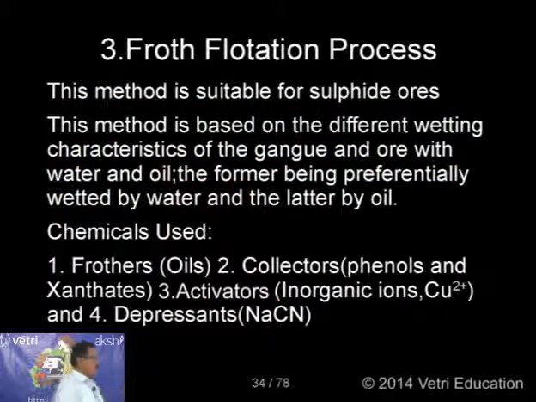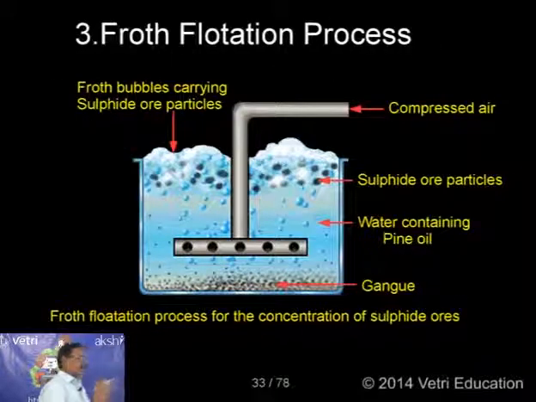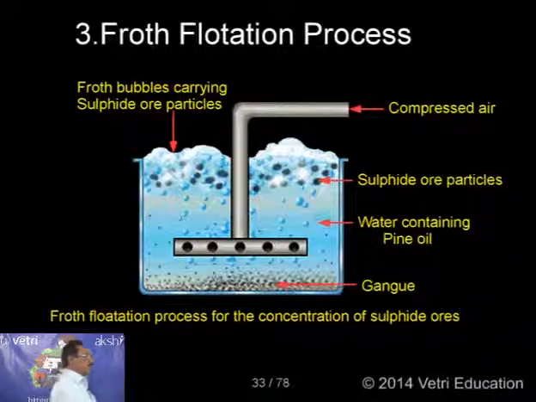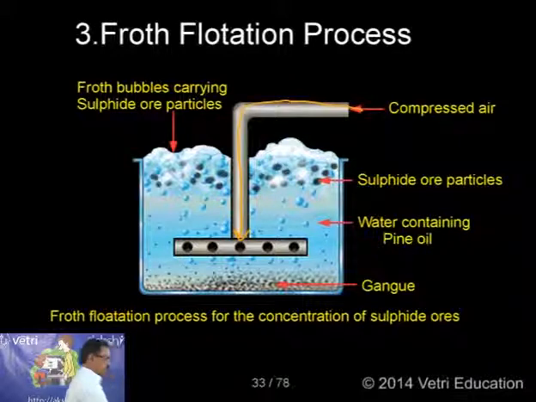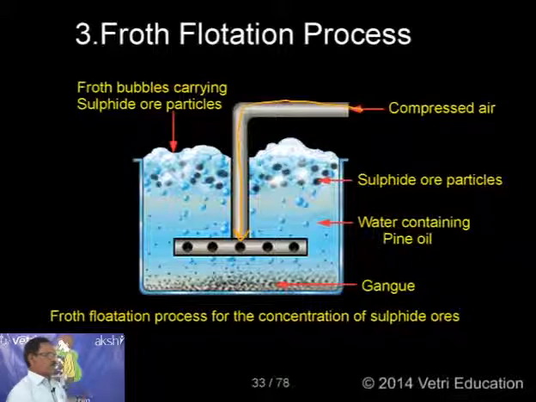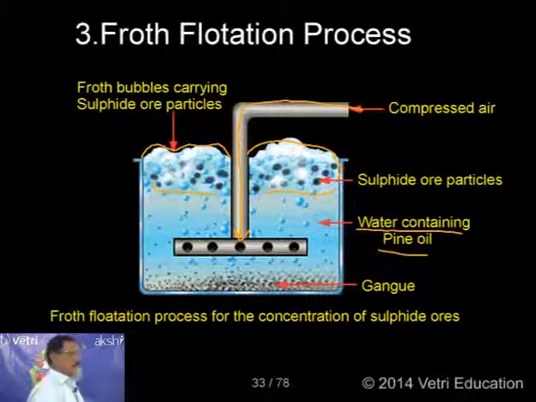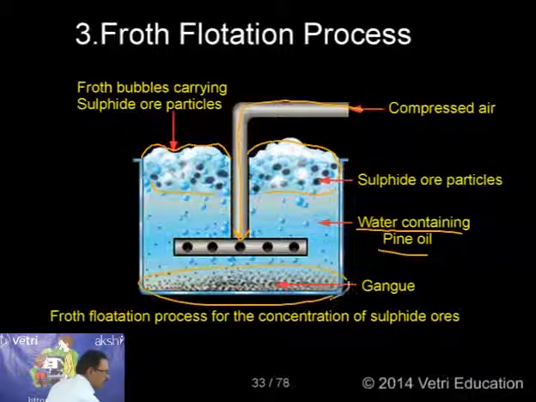Okay, now you come back to the diagram and you can easily understand this. So what do we have? We have the sulfide ore and we are mixing it here, and compressed air is sent inside along with water. The gangue is wetted with water and the sulfide ore is wetted with oil, so the oil is floating over it. Here at the top you can see the sulfide ore particles. Below that is water containing a little oil, and at the bottom are the gangue, the unwanted impurities. So this is the way.